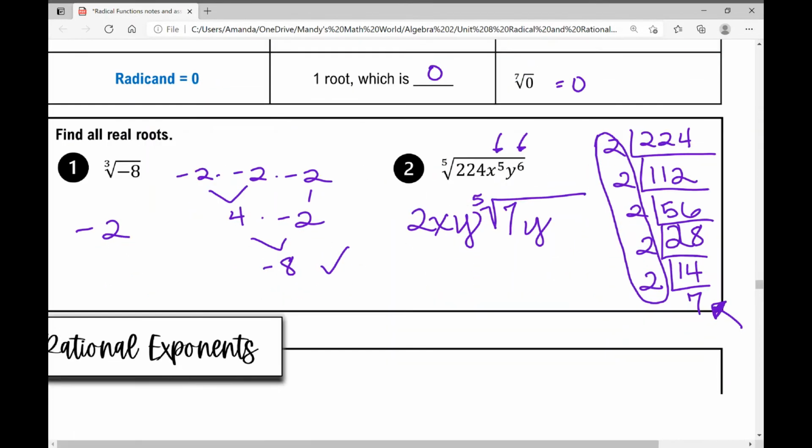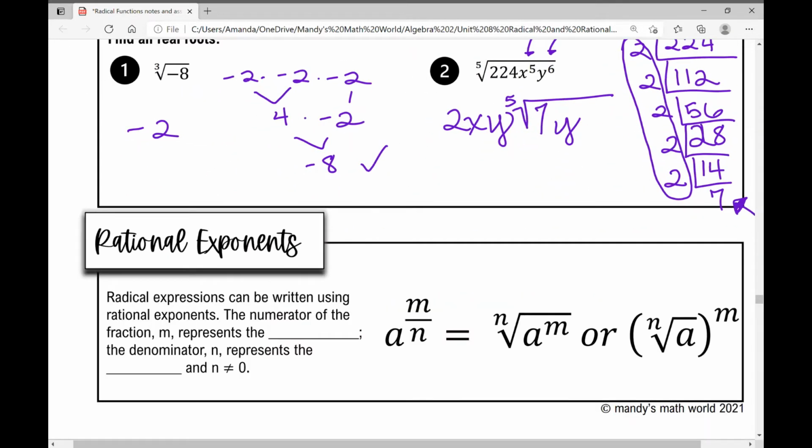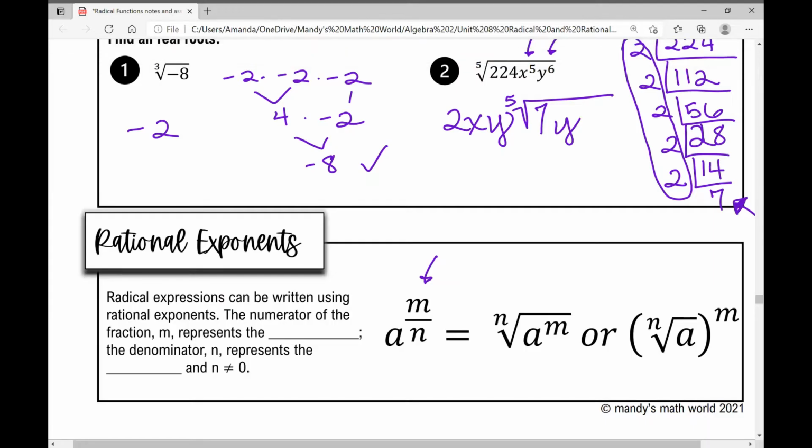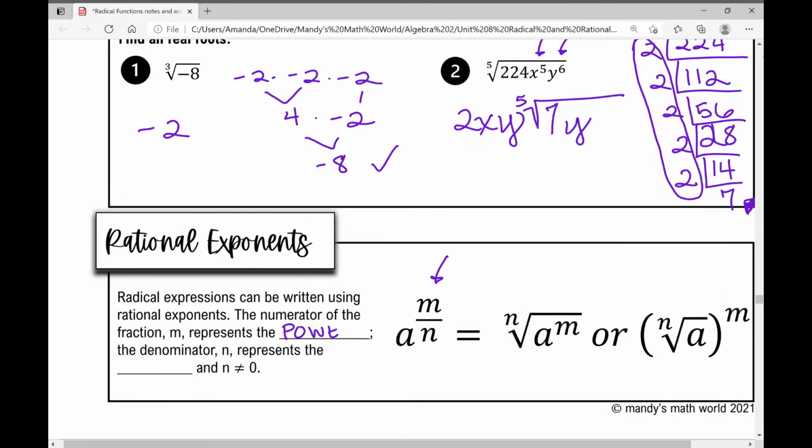So now let's move on to rational exponents. This is kind of the bread and butter of today's topic, being able to convert between radical expressions and rational exponents. I can rewrite a radical expression using rational exponents, that's just an exponent that's a fraction. The numerator of the fraction represents the power, and the denominator represents the root. And the denominator cannot be 0. So I'm going to write this over here, power over root.